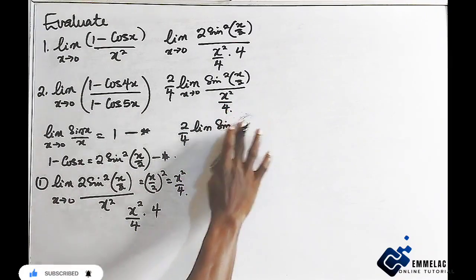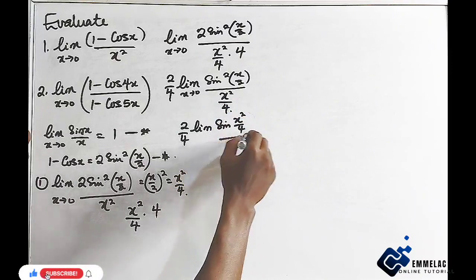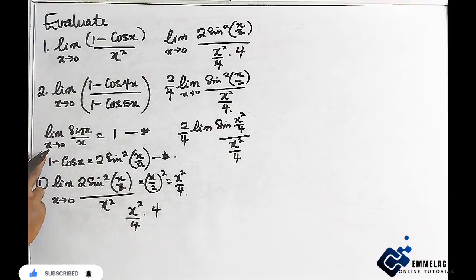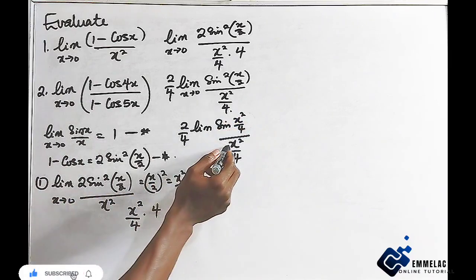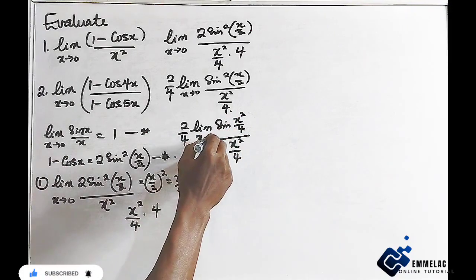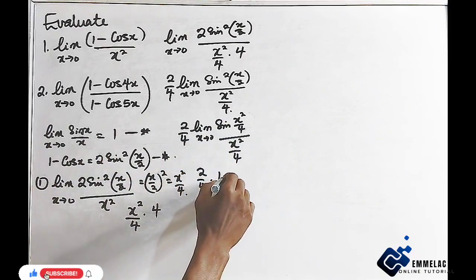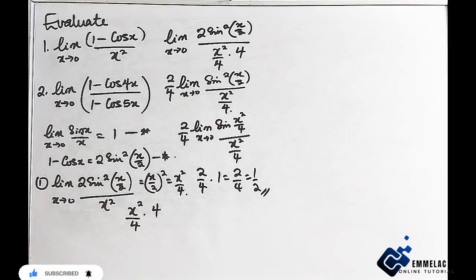Let me just put it that way. So here you have x raised to power 2 over 4, then all over x raised to power 2 all over 4. Now according to this rule, that sine x all over x equals 1 as x tends to 0, our x here is now being represented by x raised to power 2 all over 4. So this whole function here equals 1. So here you have 2 all over 4 times 1, which is 2 over 4, which will give us 1 over 2 as the final answer.